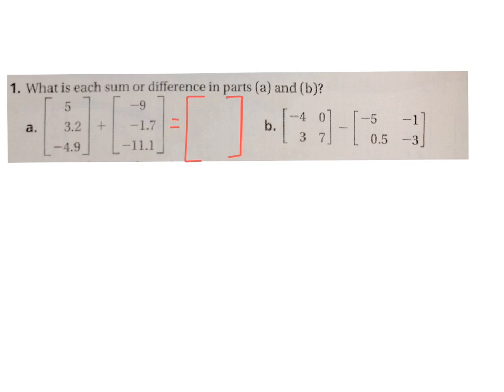But 5 plus -9 is going to be -4. 3.2 plus -1.7 is going to be 1.5. And then -4.9 plus -11.1 is going to be -16. So that's your answer. And then B, I need you to add the opposite, so go through and change every sign.